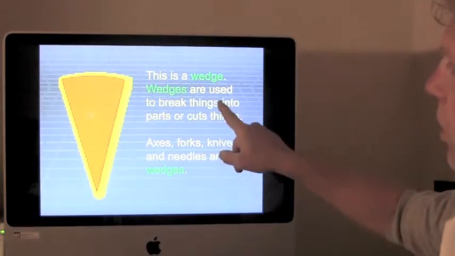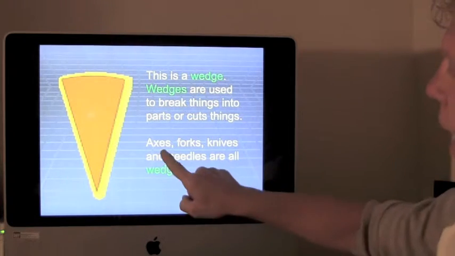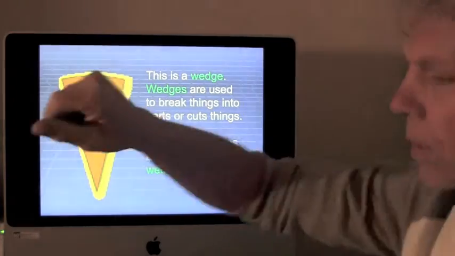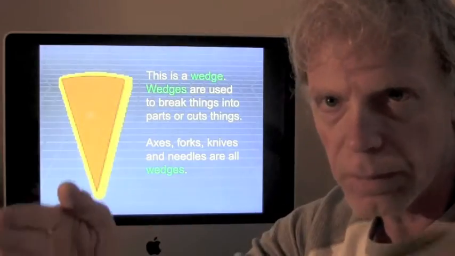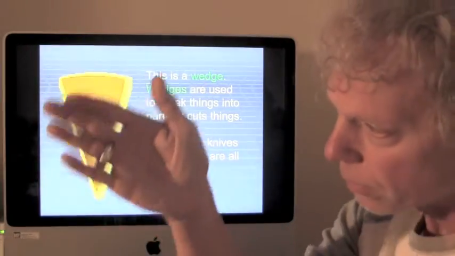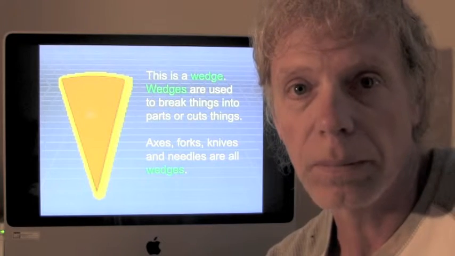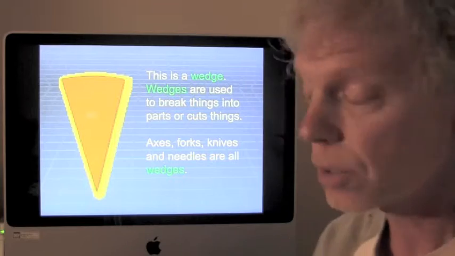Wedges. This is a wedge. They are used to break things into parts or cut things. Axes, forks, knives, and needles are all wedges. So if you were to see somebody chopping wood, for example, the wedge is the part of the axe that would hit the wood and split it open. So that would be giving us, again, what is known as mechanical advantage.